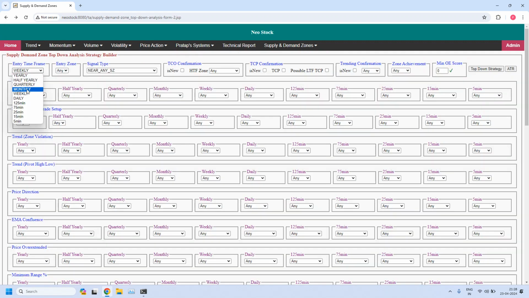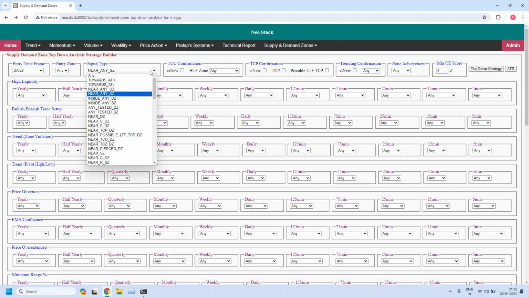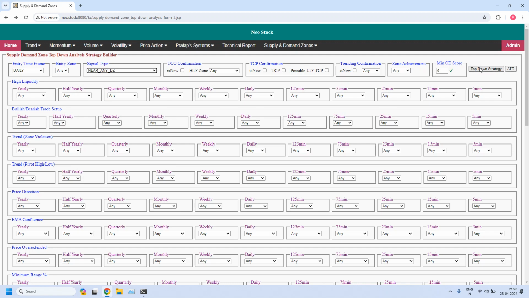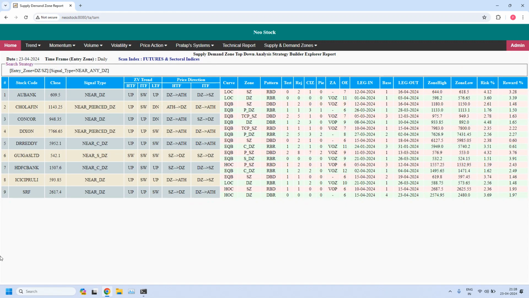So let me go back. Changing the time frame to daily. Entry time frame is daily. Let us find the stocks near daily demand zone. So these 9 stocks are filtered. So we need to identify high liquidity daily demand zones from this list.